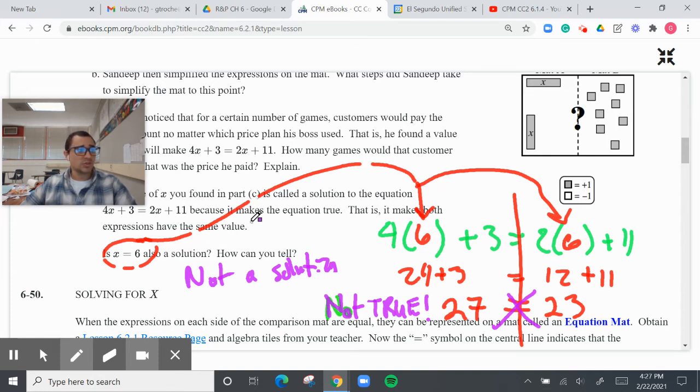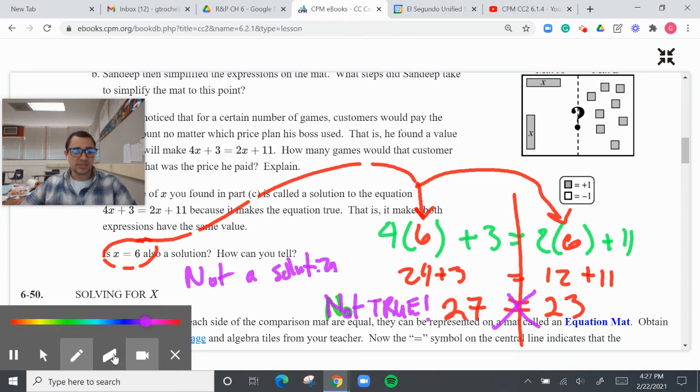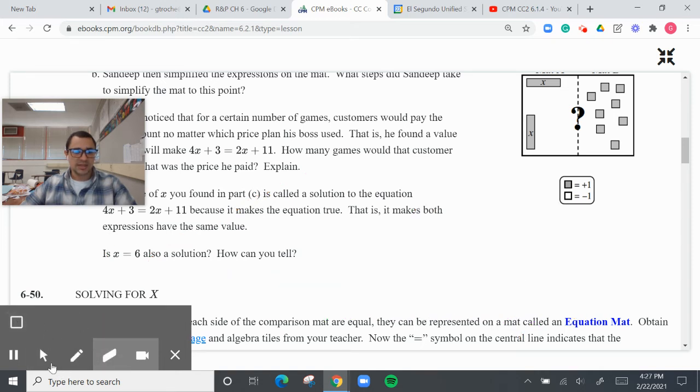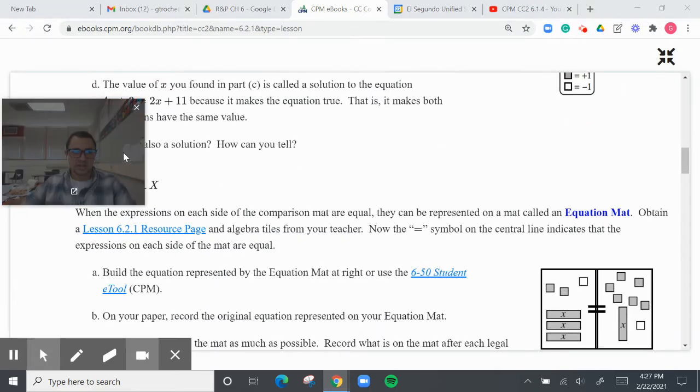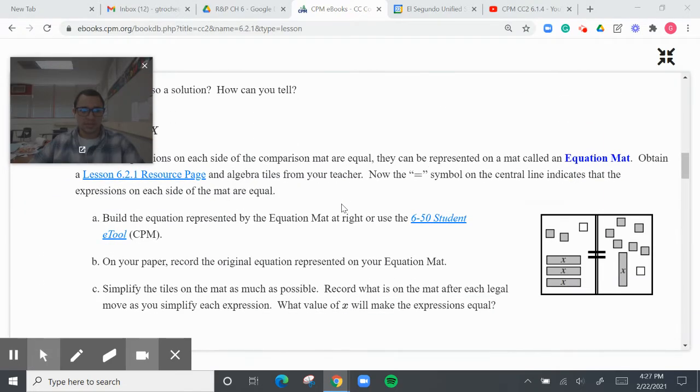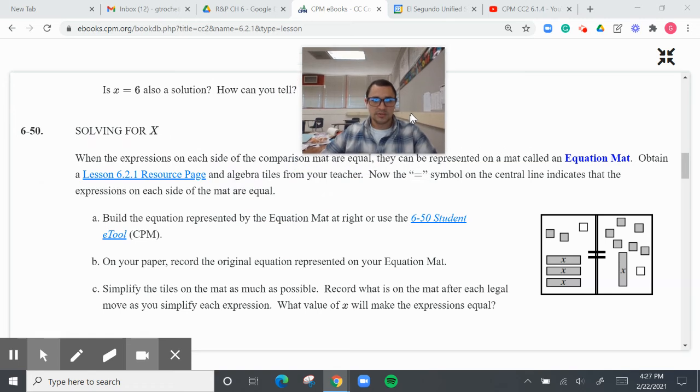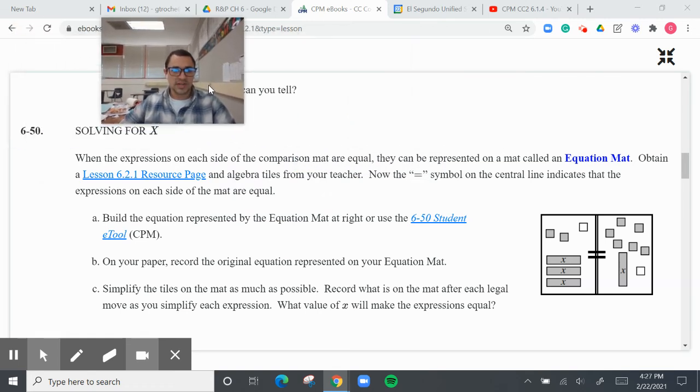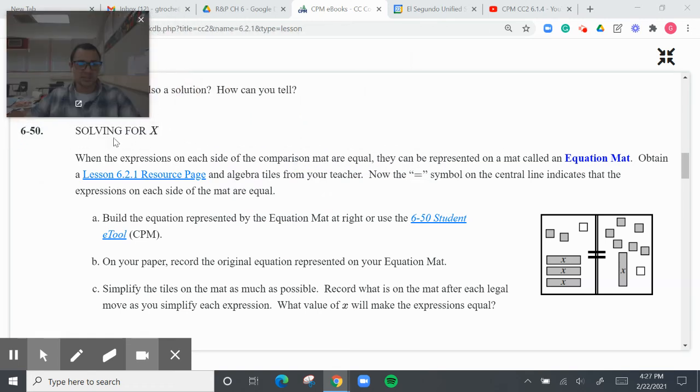We're going to go on to our next problem, which is solving for x. This will be our last problem. Again, pause the video anytime you want to try to do something. Let's go ahead and go over here. So solving for x, 650, solving for x.